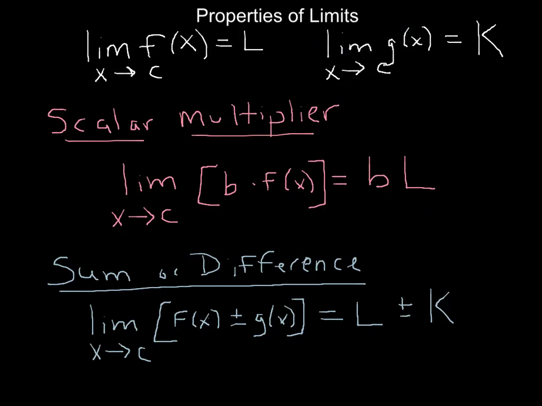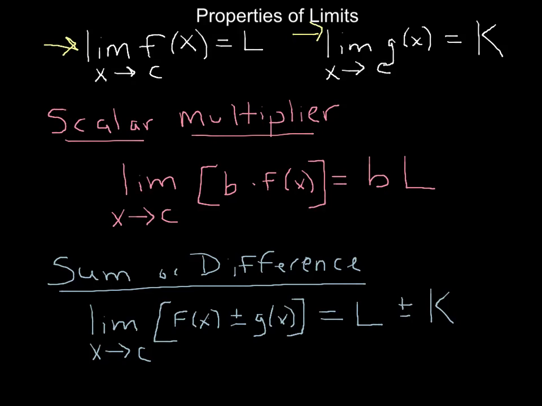Okay. Here are some more properties of limits. This is our given information here at the top. Given that the limit of f of x as x approaches c is equal to L, and that the limit of g of x as x approaches c is equal to k, we have what's called the scalar multiplier, and we actually just saw that in some of the previous examples. The limit of b times f of x as x approaches c is just the value of b times L.